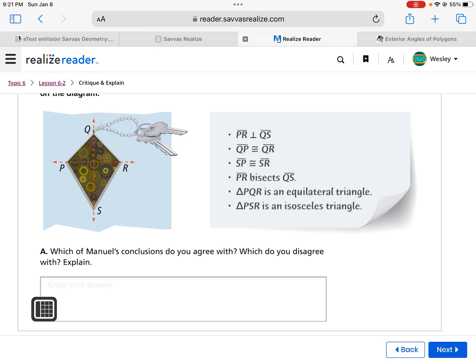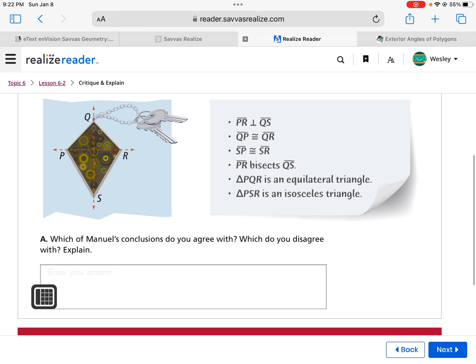Okay, after you've thought about that a little bit, hopefully you realize that those first three are right. PR is perpendicular to QS, QP is congruent to QR, and SP is congruent to SR. But PR does not bisect QS. PR, running left to right, doesn't cut QS in half. QS can cut PR in half, but it doesn't work the other way around. And also, triangle PQR is not equilateral. It doesn't have three equal side lengths. But triangle PSR is isosceles because those two sides, PS and SR, are congruent.